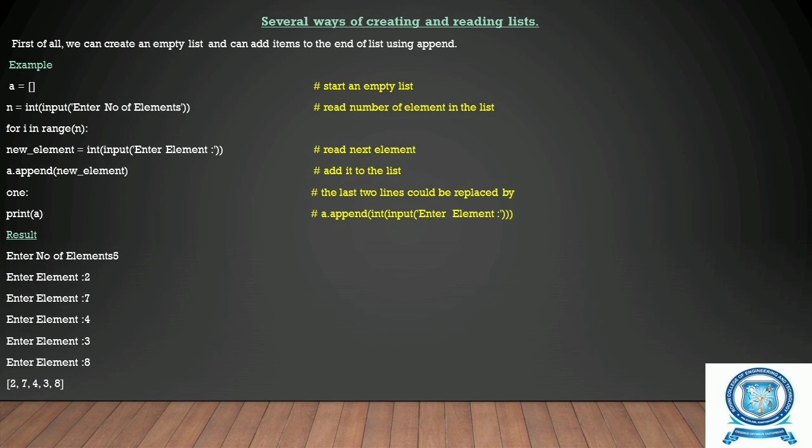Whatever number we give is stored in n. Then for i in range(n), new_element = input('Enter element'). Each time, we enter an element which will be stored in the list. Then a.append(new_element). So this number will be stored in new_element and we append this new element to the empty list.